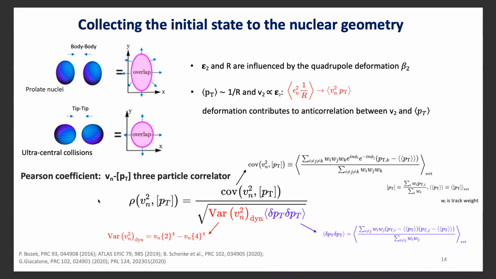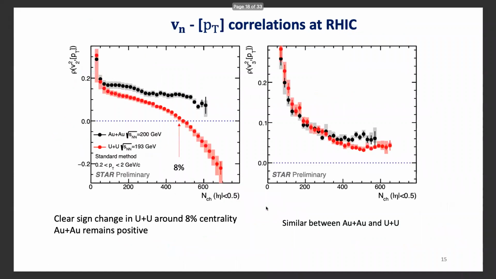So now I use the Pearson correlation between v2 and the mean pT here, with the covariance in the numerator and also the variance in the denominator. And here you can see there's a dramatic sign change in the central region, and the trend is continually decreasing for uranium. For gold collisions, they are positive because gold is less deformed, it's an oblate shape. For the Pearson with v3, they are positive because v3 is mostly fluctuation driven, so they are expecting the positive signal.